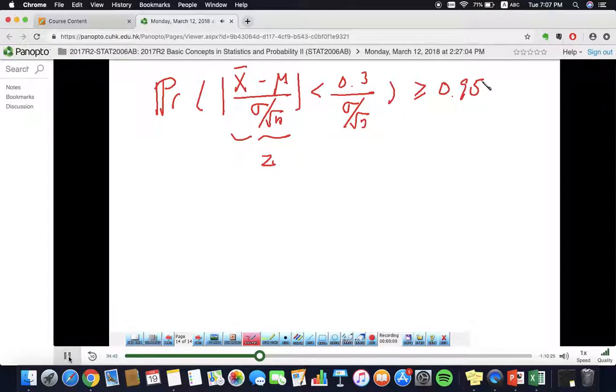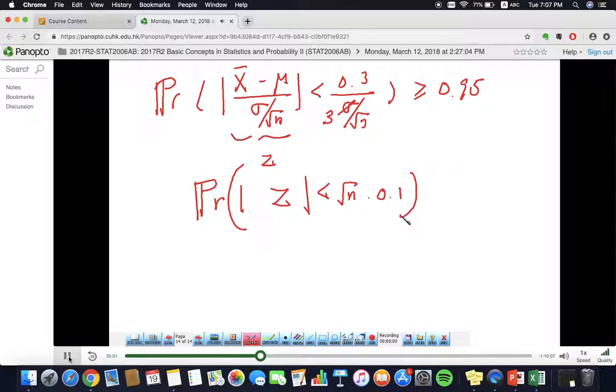In other words, what we see here is our standardized normal random variable Z. So probability of the absolute value of Z less than this is, we are given sigma 3, so we have root n times 0.1, at least 0.95. So in other words, we now know this follows a standardized normal random variable.